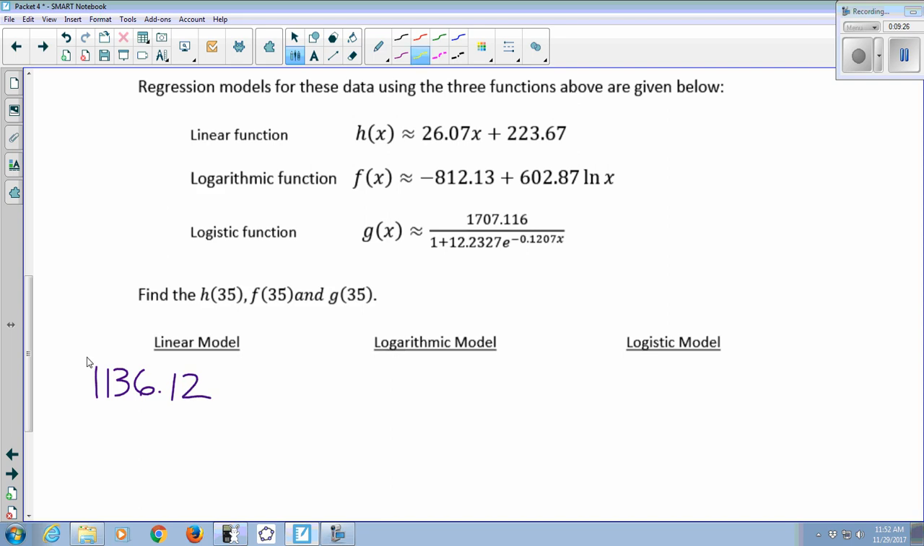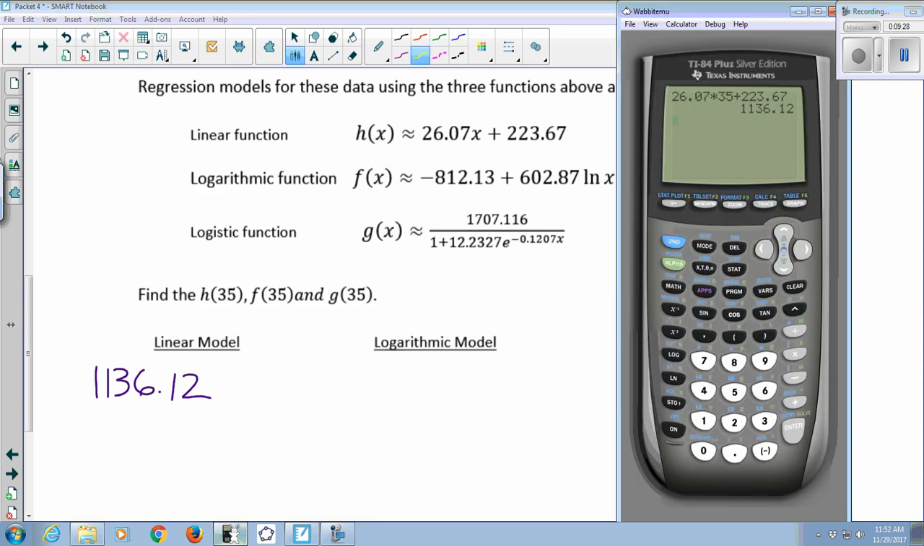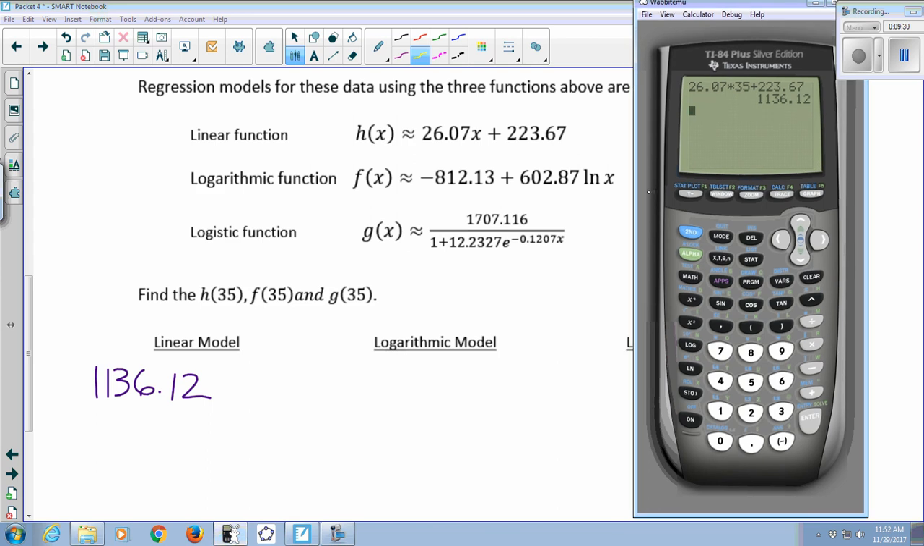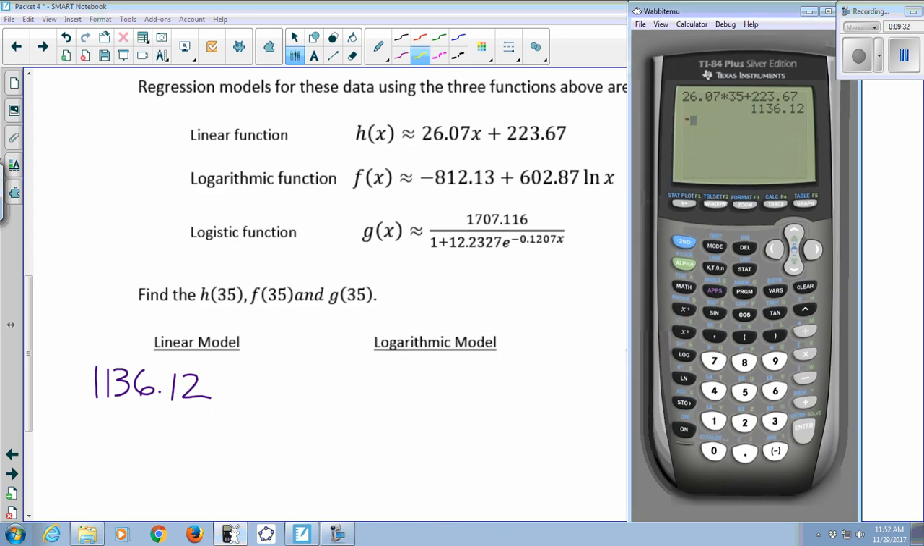All right, I'm going to do something similar for my log model. So I have negative 812.13 plus 602.87 ln of 35. That's 1331.28.